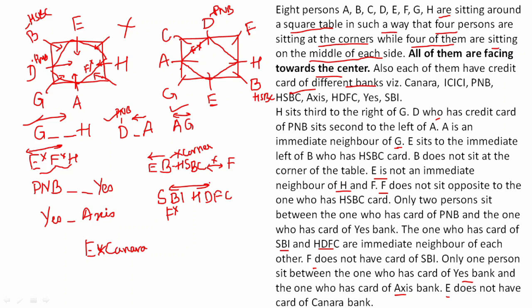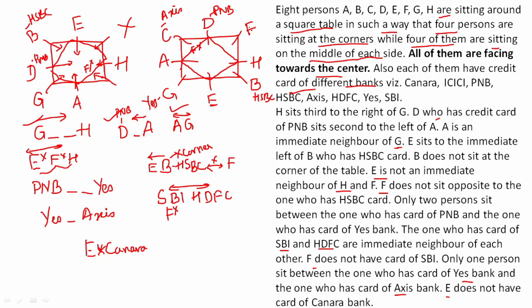Alright, now we have to arrange all the banks. So PNB, and we have to start somewhere. On this side HSBC is there, so not possible. So the bank has to be G. Yes Bank and Axis, again you can see this side it will not work. So C will be Axis. E is not Canara Bank. Canara Bank can be A or F.